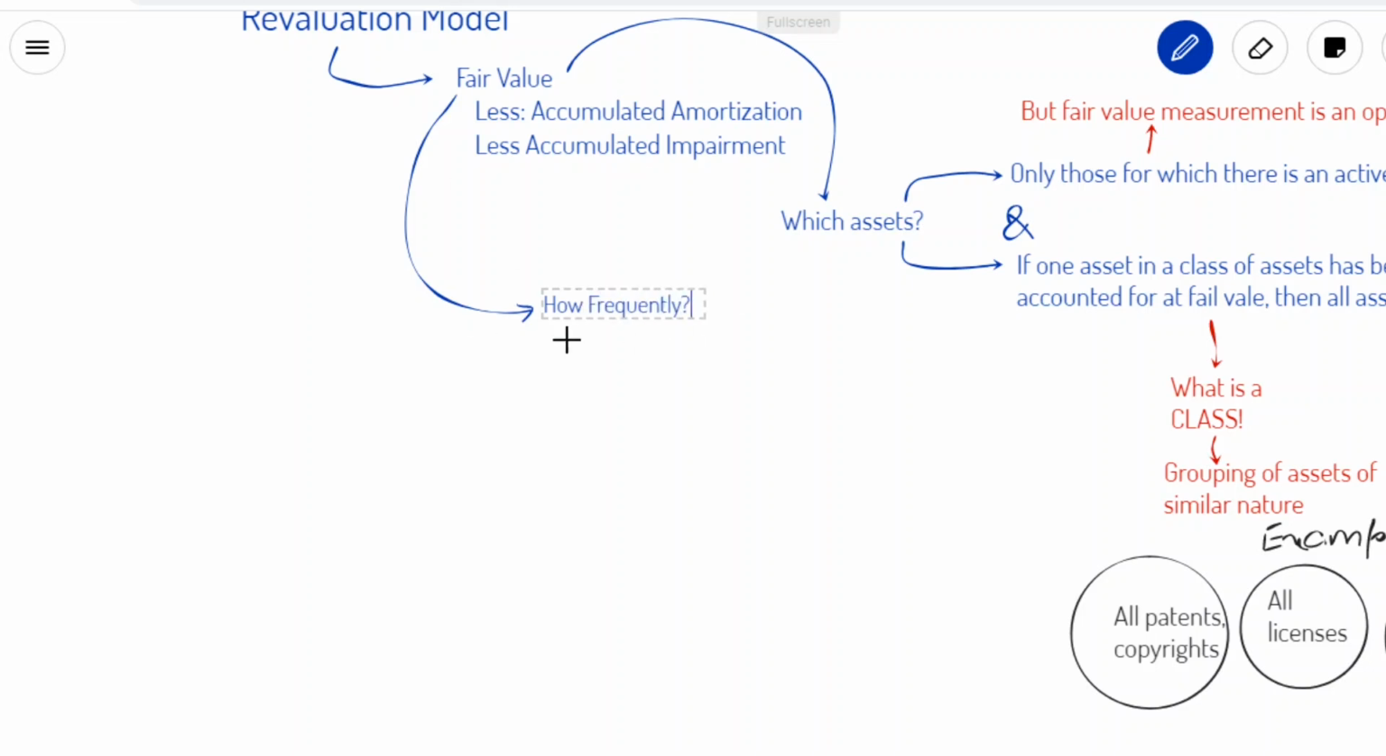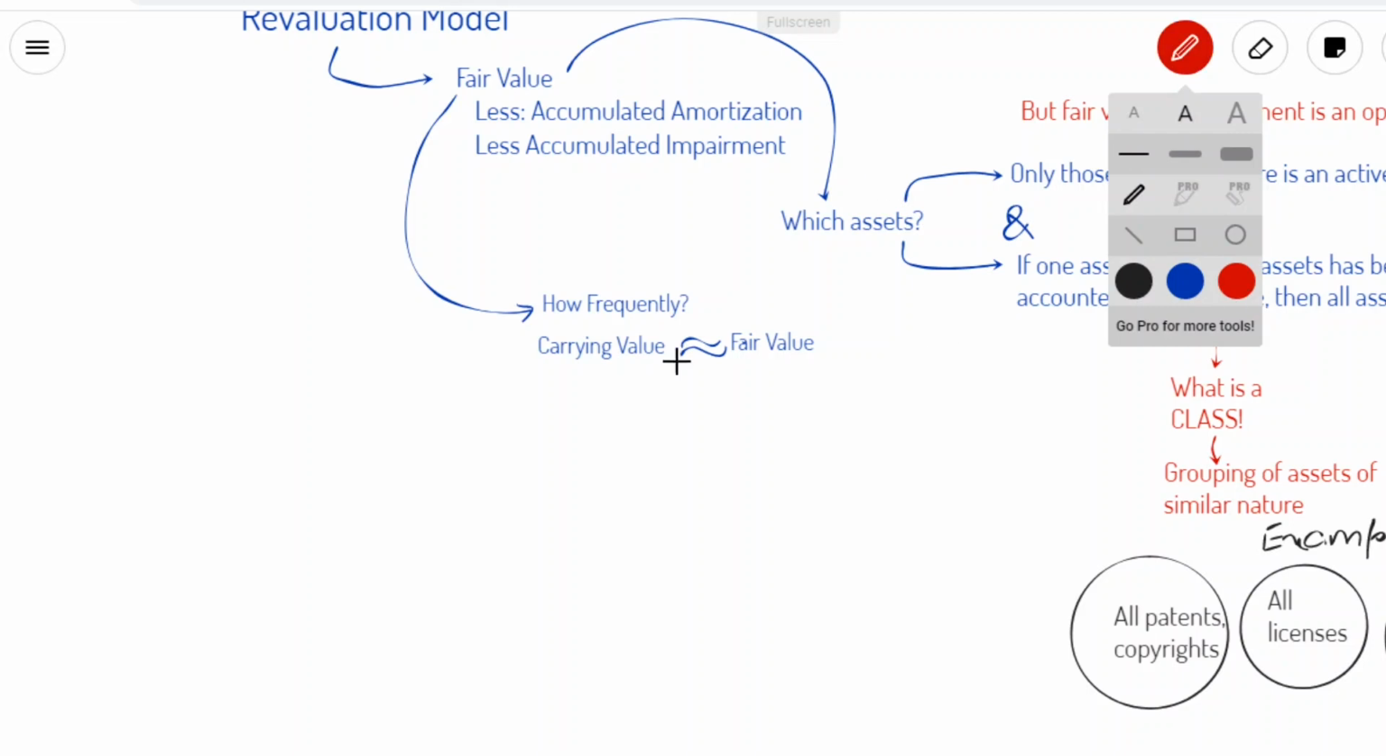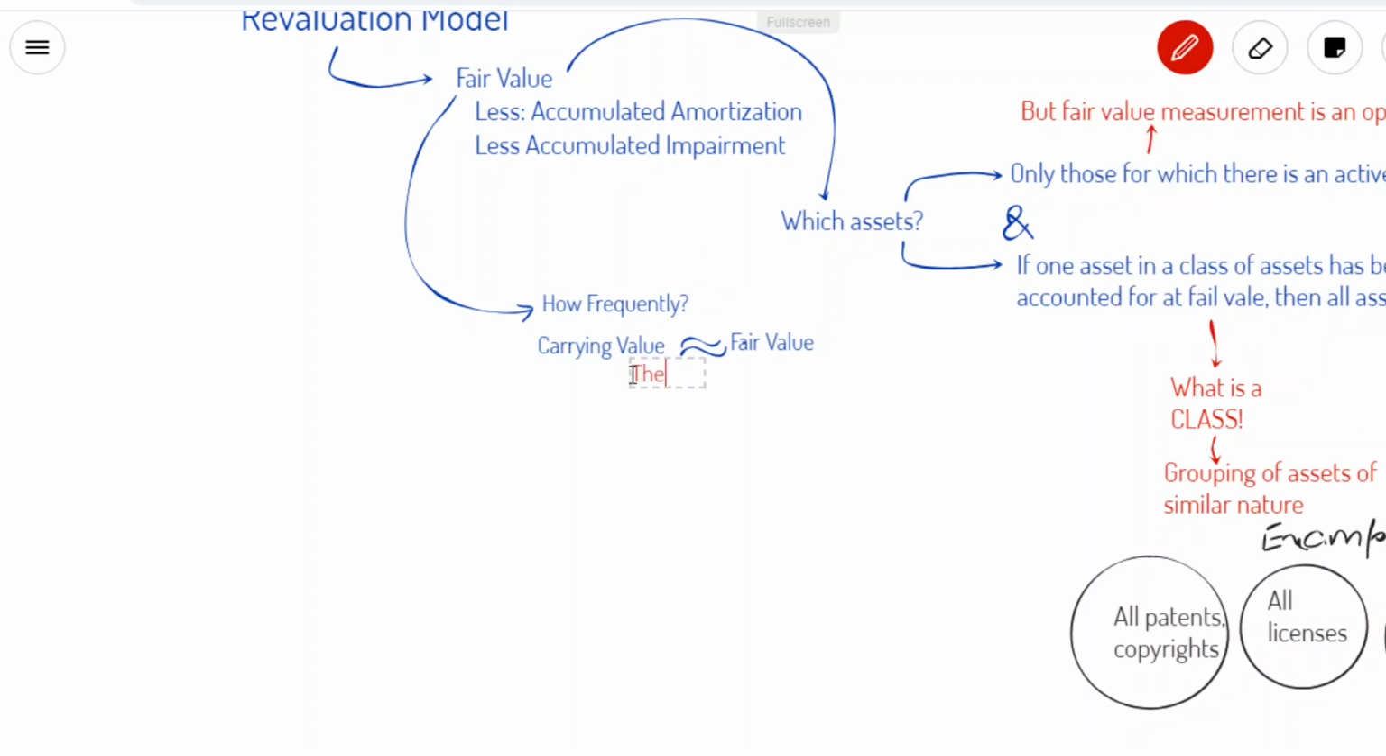So, how frequently? Well, the standard says that revaluation shall be made with such regularity that at the end of the reporting period, the carrying amount of the asset does not differ materially from its fair value. Which means whenever an entity reports its financial results, at the end of every reporting period, we have a carrying value, and that carrying value should not be materially different from its fair value. And if it is materially different from its fair value, then we will have to revalue it.